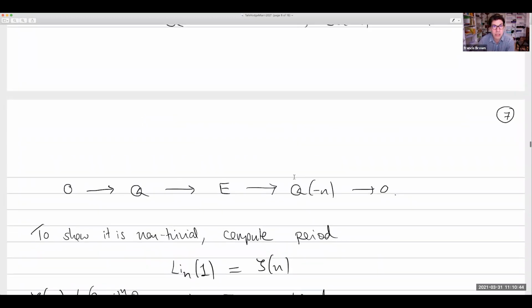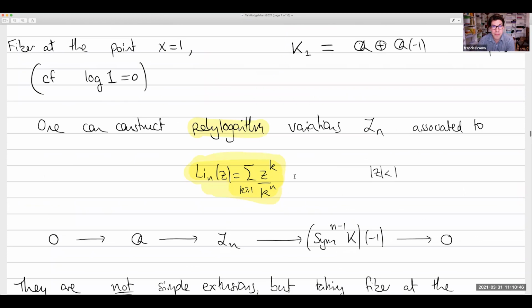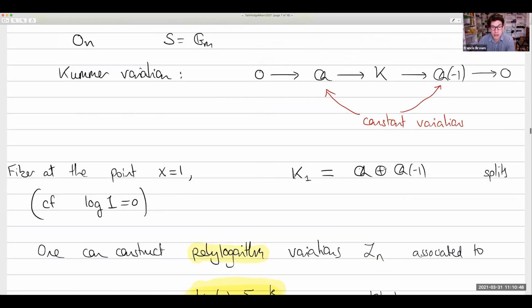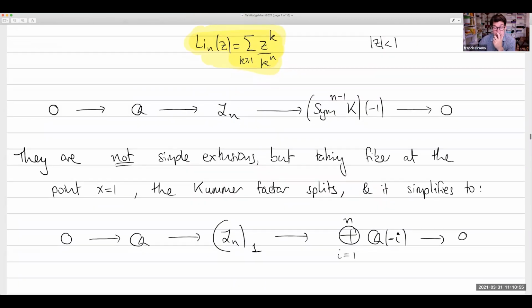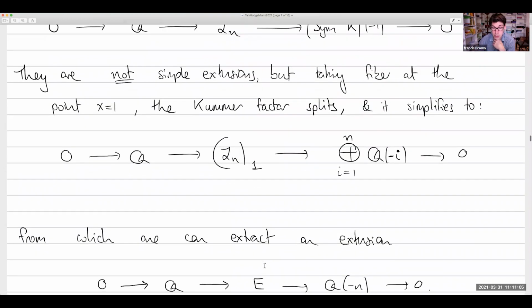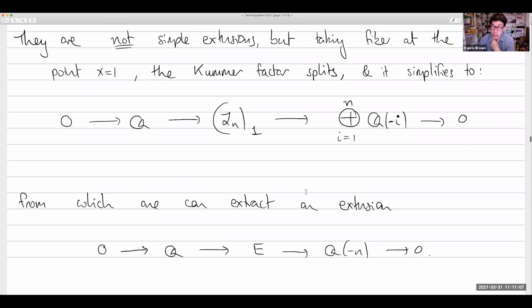And there are several ingredients. The first is to construct this more complicated variation, the polylogarithm variation. The second step is to take a fiber and then do some homological algebra to extract from it some simple extension. In this case, that's trivial, but in general, I know of no way of understanding that problem without using some Tannakian machine. So that's the second step.